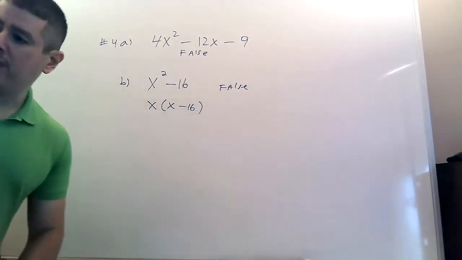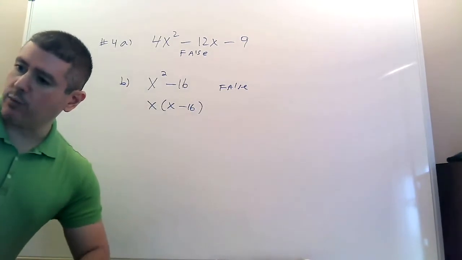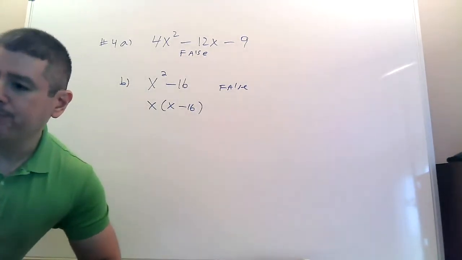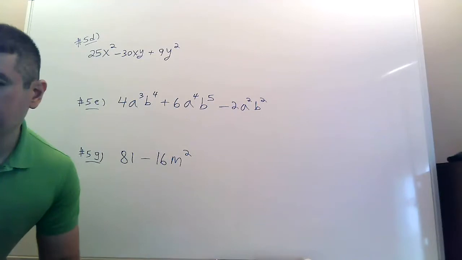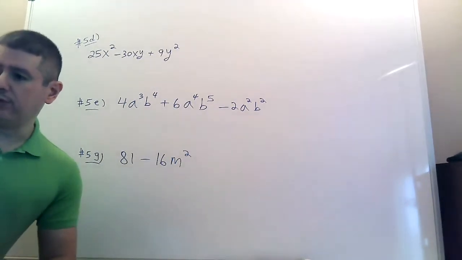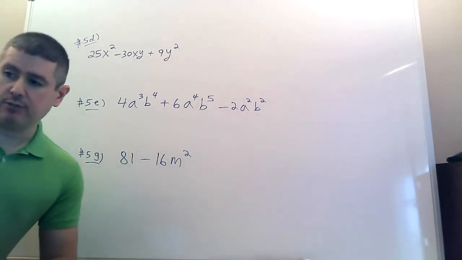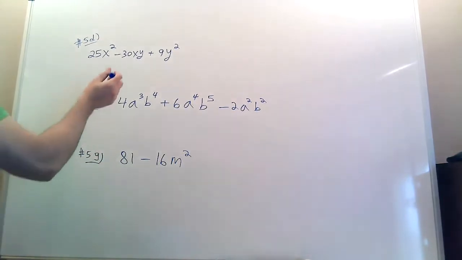Now it is. If I took away that x, it would be x plus 4, x minus 4. Okay, 5, I asked you to do D, E, G. Seems strange. You can do them, some of them I could do quick.